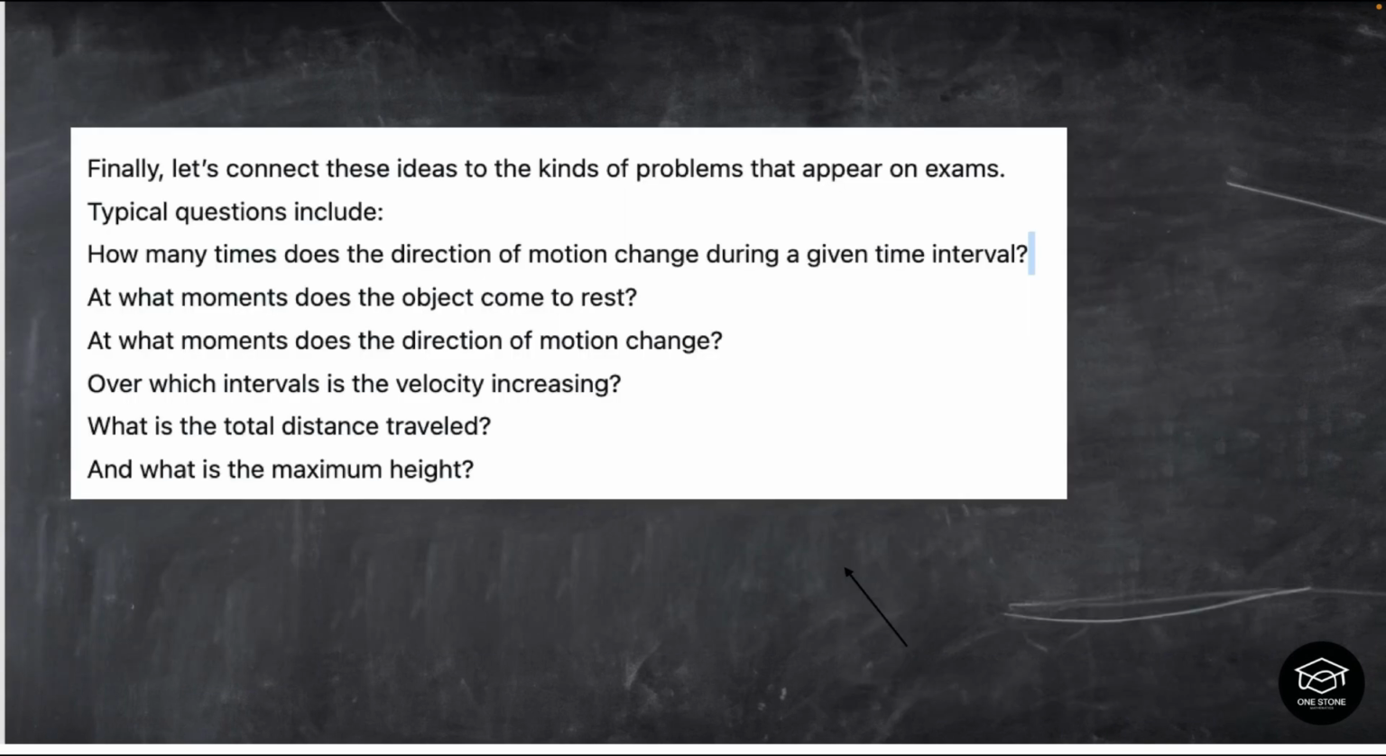Finally, let's connect these ideas to the kinds of problems that appear on exams. Typical questions include: how many times does the direction of motion change during a given time interval? At what moments does the object come to rest? At what moments does the direction of motion change? Over which intervals is the velocity increasing? What is the total distance traveled? And what is the maximum height? All of these can be solved by carefully interpreting the graphs.